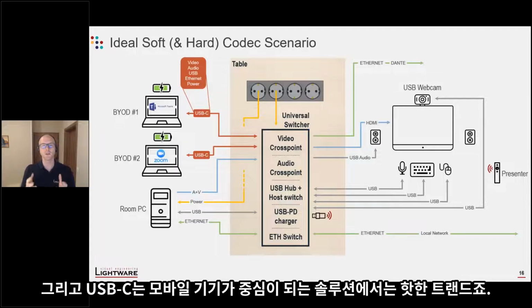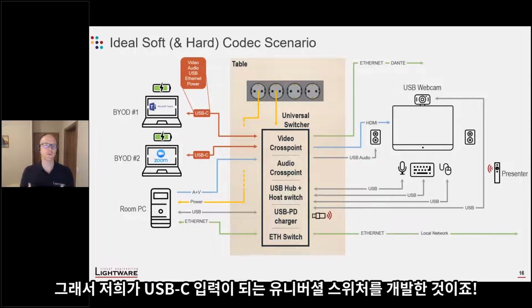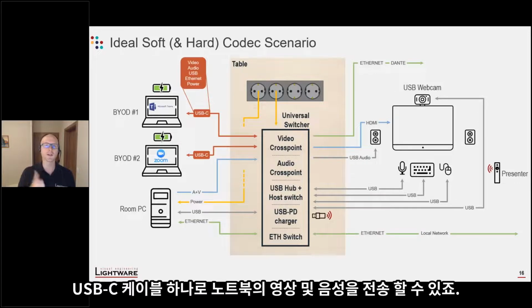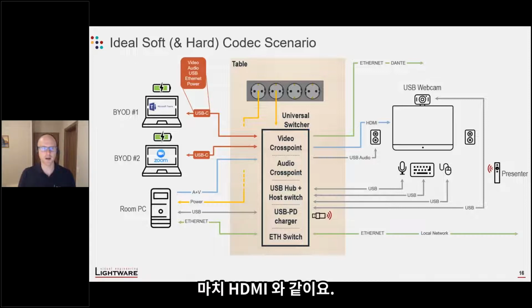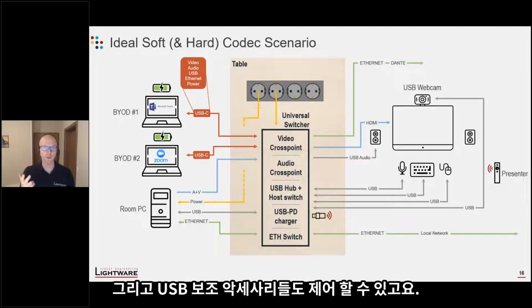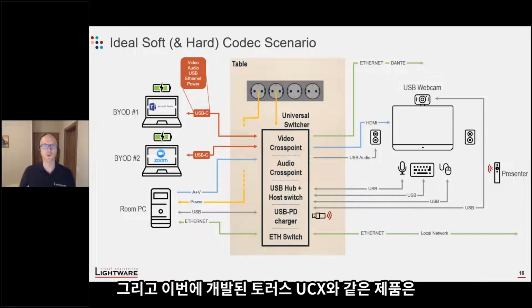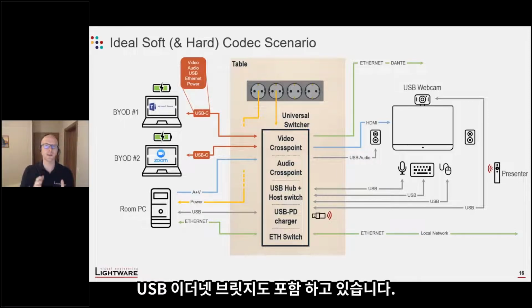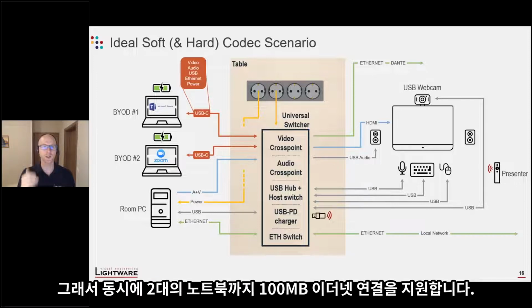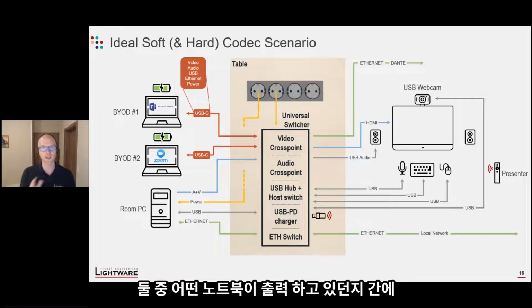And since USB-C is a big trend in BYOD devices, it makes sense for this universal switcher to have USB-C inputs, because with one single cable, the laptop can send video and audio, just like with HDMI, but also it can have access to the USB peripherals. So the same cable carries USB signals also. Some universal switchers, like our Taurus UCX, have built-in USB Ethernet bridges. So we can share a 100 megabit Ethernet connection with the 2 laptops simultaneously, regardless of which one is presenting.